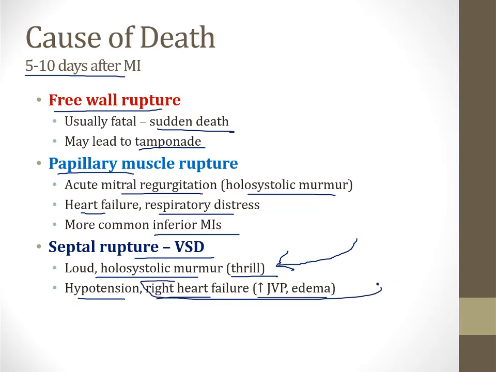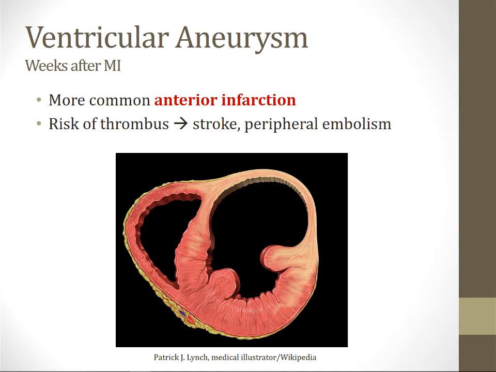All of these things are occurring because the right ventricle is being overloaded with blood from the left ventricle because of the hole in the ventricular septum. Weeks after a myocardial infarction, a ventricular aneurysm can form. In an aneurysm, myocardial wall has been replaced with scar tissue, and that scar tissue can bulge outward.